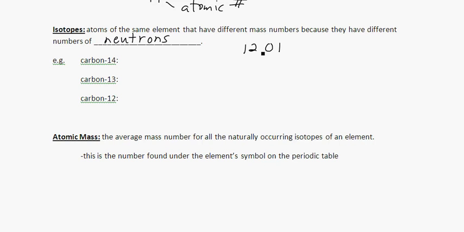If you look at your periodic table, you'll see the atomic mass for carbon is possibly 12.01, depending on the periodic table you have. Some are a bit more specific. You might see 12.011. Okay, that's an average mass. We'll talk about that in a minute.